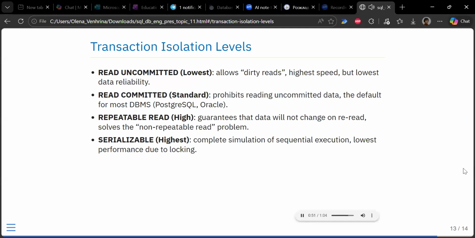Serializable, paranoid mode. The system behaves as if users are working one after another, in sequence. This completely eliminates any anomalies, but significantly slows down performance due to constant resource locking.